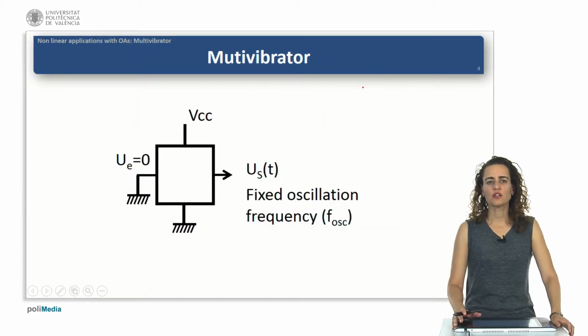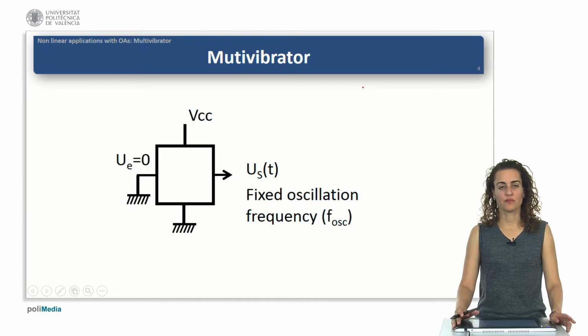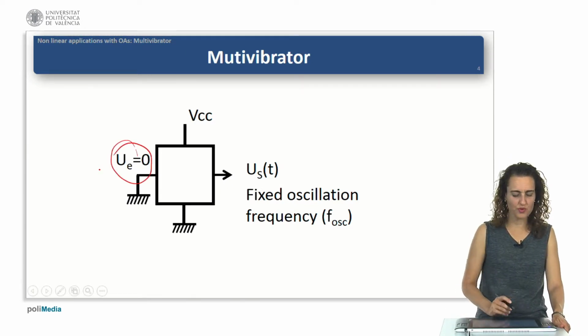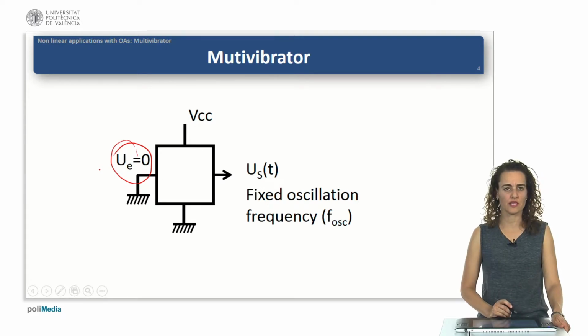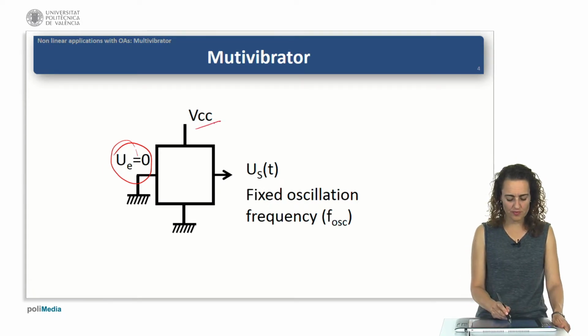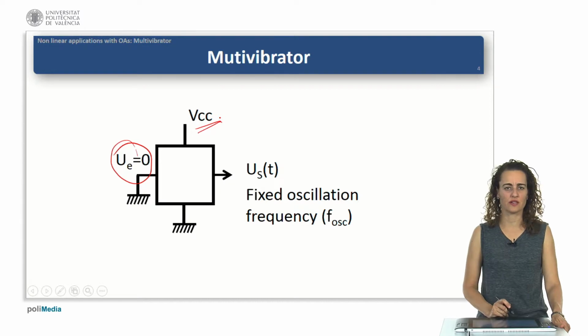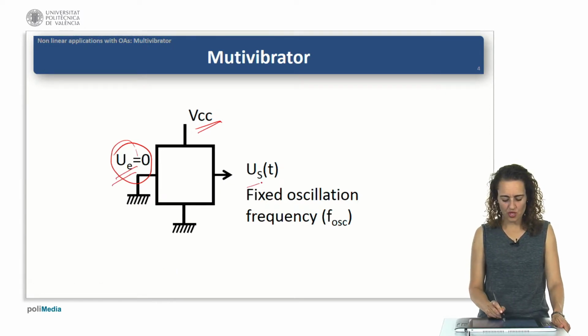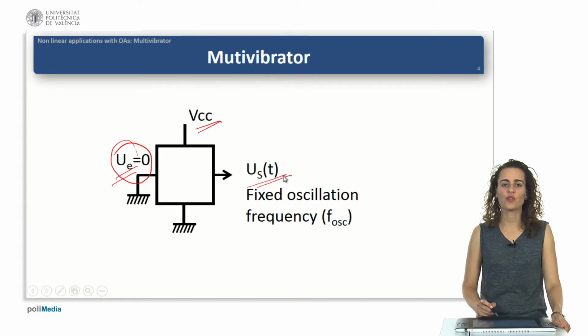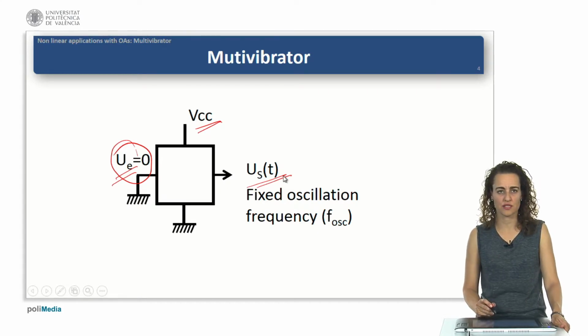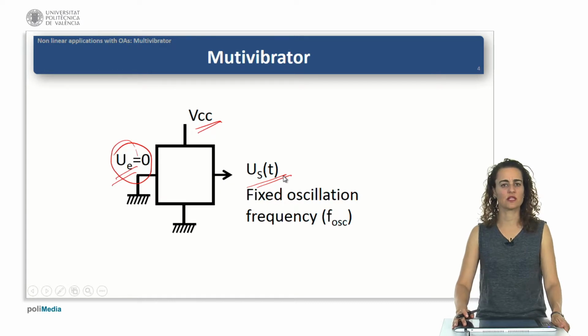This would be the block diagram of the multivibrator, in which we have no input at all, so the input voltage is zero. We just have the supply of the operational amplifier. And with this zero input, we obtain at the output a square waveform with a fixed oscillation frequency. And how can this be done?